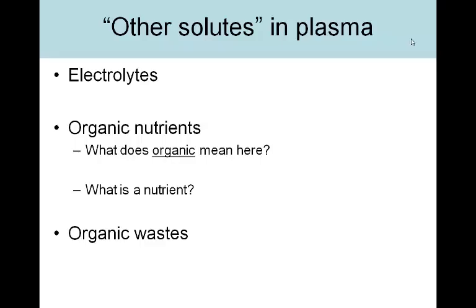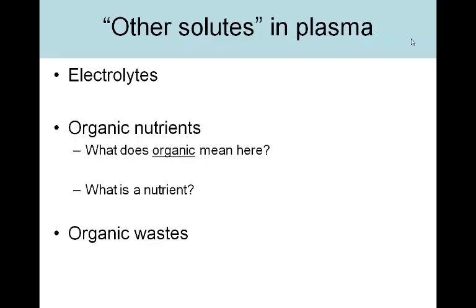We're also going to find organic nutrients and organic wastes. The word organic in biology and chemistry is a little bit different than the way we use the word organic in agriculture. In biology and chemistry, organic means containing carbon and hydrogen. Okay? So something like glucose, which contains carbon and hydrogen and oxygen, is considered organic. Whereas something like carbon dioxide, which is composed of carbon and oxygen, is inorganic because it's lacking that hydrogen component.